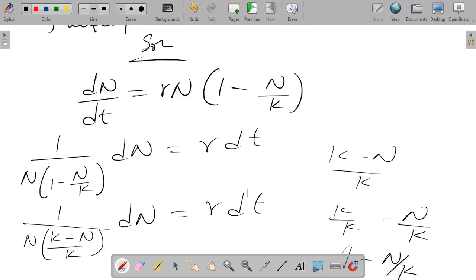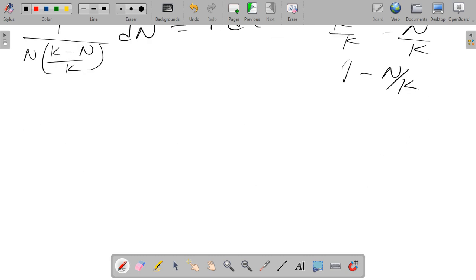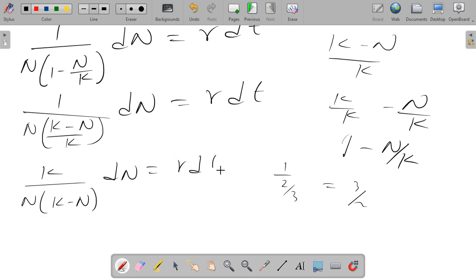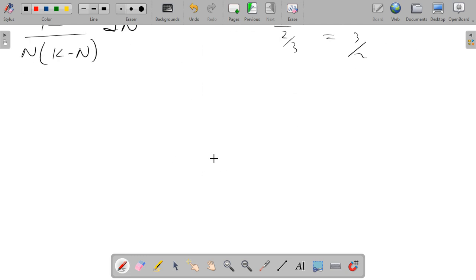Having this, the next thing we do is, remember that this K that is down here can come up. It's like 1 over 2 over 3, the 3 can come out to have just 3 over 2. So the K can go up to have K over N times K minus N, dN is equal to r dt. Now we can put the integration sign.